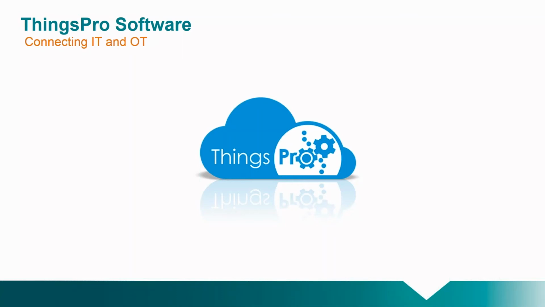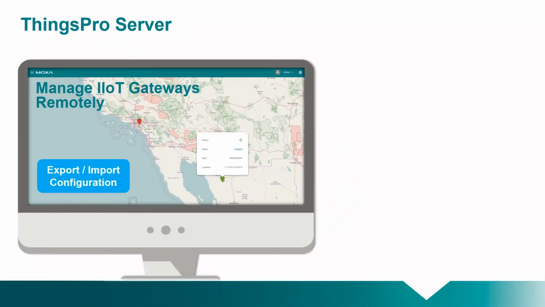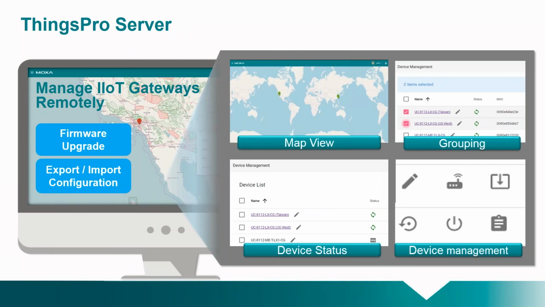So finally, to enable the device platform, Moxa offers our ThingsPro software. This enables device management, remote configuration, and connectivity to industrial protocols. ThingsPro includes a server that can be hosted on Azure or AWS and provides a geographic view, the ability to group devices and implement remote updates, and shows individual device status, as well as provides the capabilities for device management.